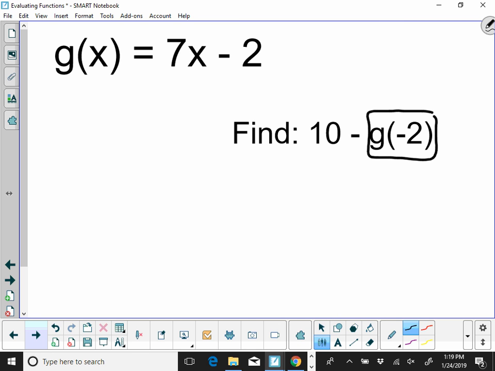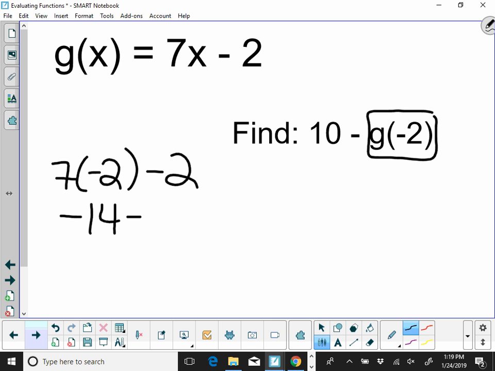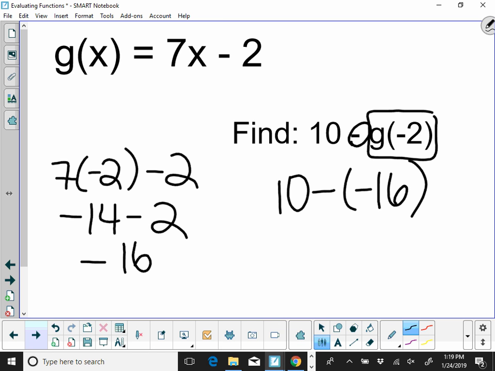All right, g of negative 2. So that's going to be 7 times negative 2 minus 2. What's 7 times negative 2? And negative 14 minus 2 is? All right, pay attention. Watch your signs there because I didn't use this subtraction sign. So it's 10 minus negative 16. What's going to happen to those two minuses? They're going to turn to a plus, so my answer should be 26.